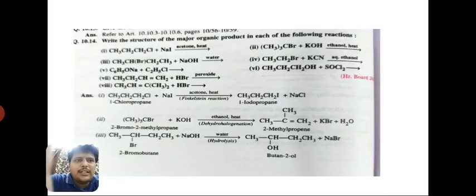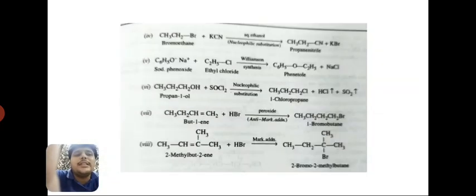Okay, similarly if you see the fifth question, student, it is C6H5ONa plus C2H5Cl. This question is given in the haloalkanes and haloarenes chapter, exercise question, but actually this is Williamson synthesis. Here sodium phenoxide is treated with alkyl halide and the ether is going to form and NaCl as a byproduct. So the main product is C6H5OC2H5 plus NaCl. So you can see on the screen.